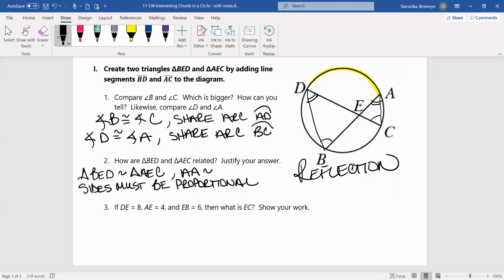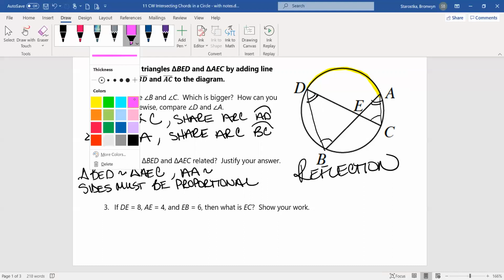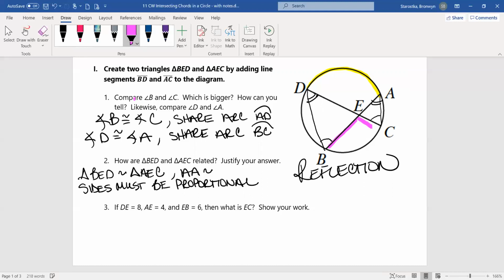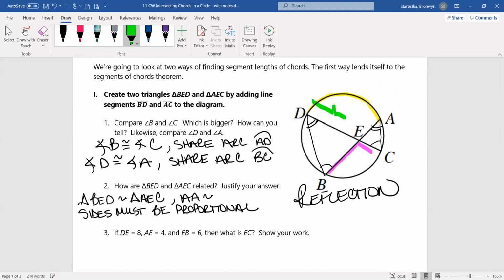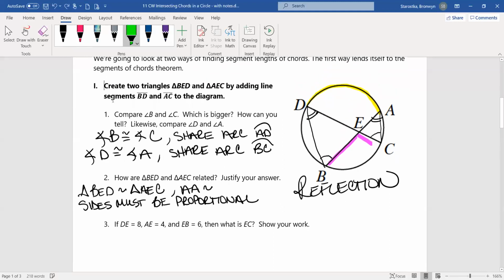Which means then that BE and EC would be a ratio. And it means then that D, ooh, it's sliding on me. D, there it goes again, I don't know why it does that. We get the idea. Those go together. If we were going to set up a proportion, we would do green over green and pink over pink.